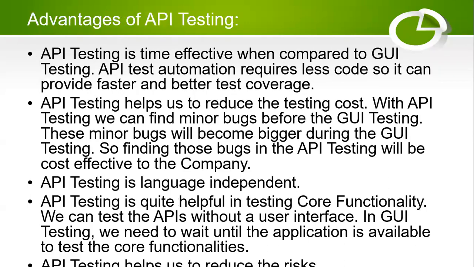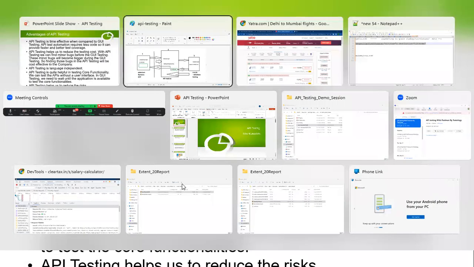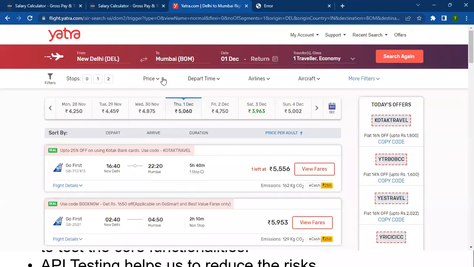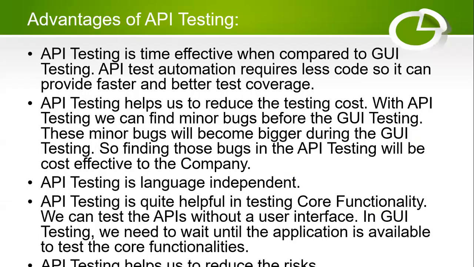What are the advantages? API testing is language independent. When you're doing API testing, irrespective of your user interface being written in a different language, your backend may be written in Java, C#, Python, anything. Or the automation, if you are doing it, may be written in a different language. But when you do API testing, it is language independent. Manually, if you are doing API testing, you don't have to worry about what technology is used, right? You can hit the APIs directly.